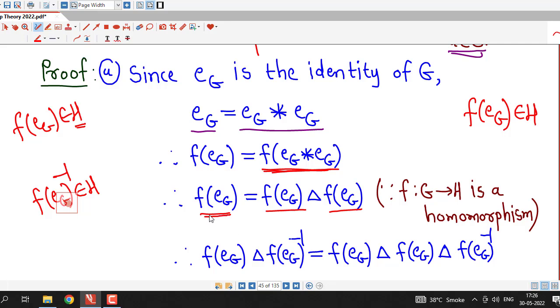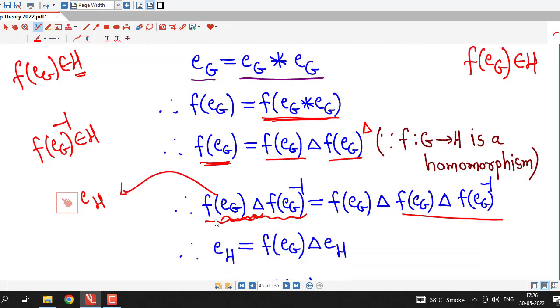So I am taking f(e_G) ∗ f(e_G)⁻¹. Same thing here, I am writing f(e_G)⁻¹. Now because these two are inverses of each other in group H, this we can replace by the identity of group H. Similarly, this will be replaced by the identity of group H. So that I have written here. This is equal to the identity of H by the definition of inverse. Same thing here.